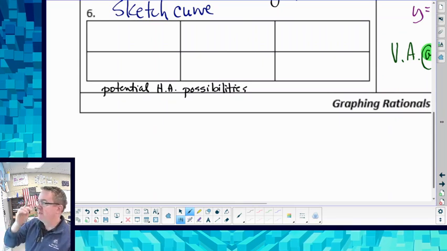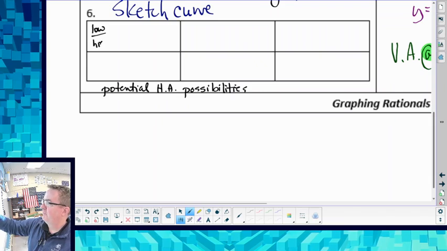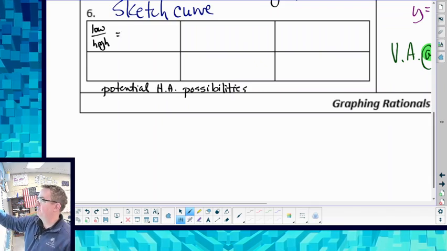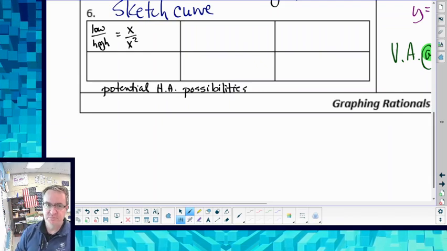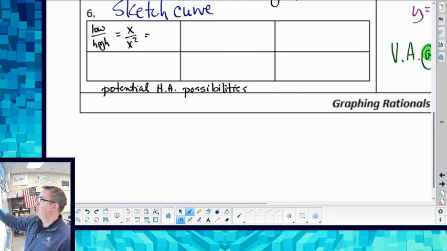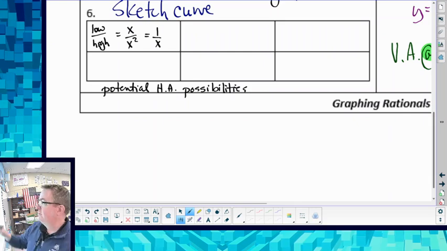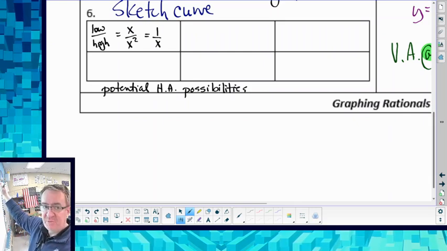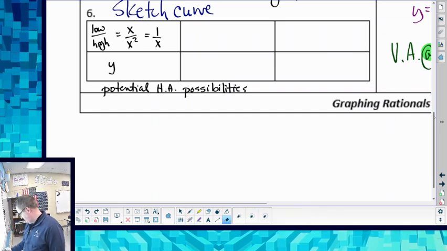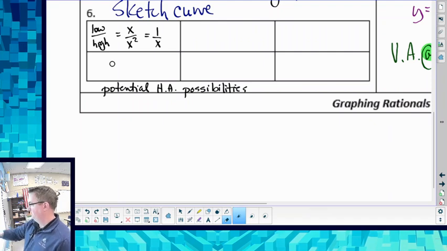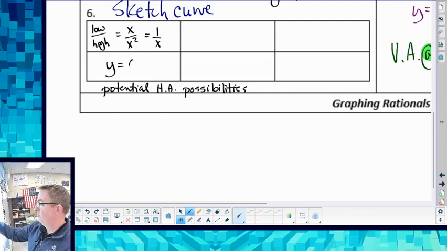Okay, so the first thing is you're going to have a low degree over a high degree. As an example, I might have x over x squared. So that's going to equal 1 over x. So as x gets larger and larger, 1 divided by 1,000, 1 divided by 1,000,000, it is going to get closer and closer to 0. So you're going to have a horizontal asymptote at y equals 0.